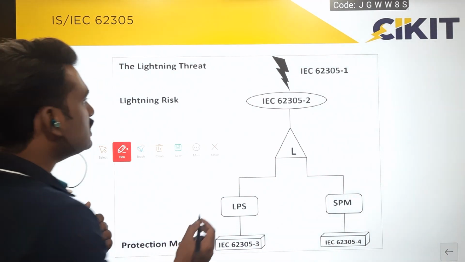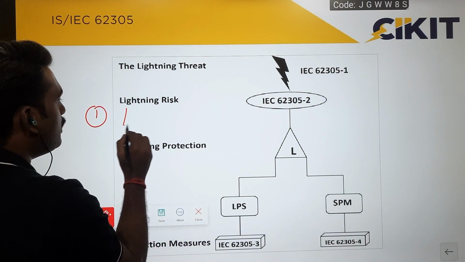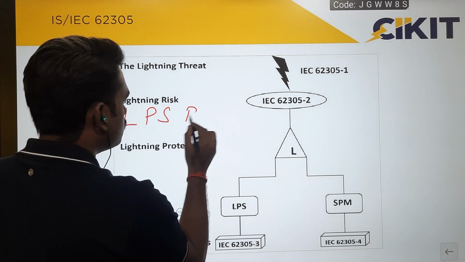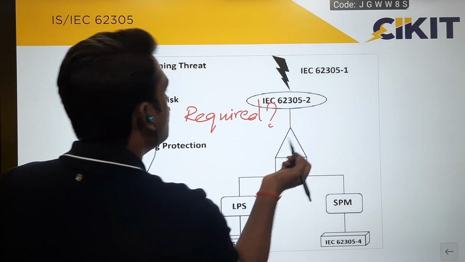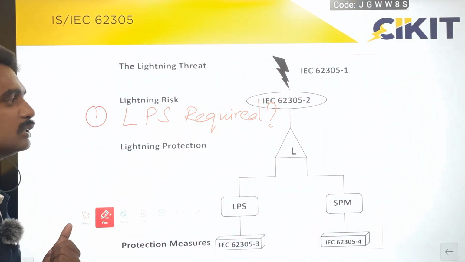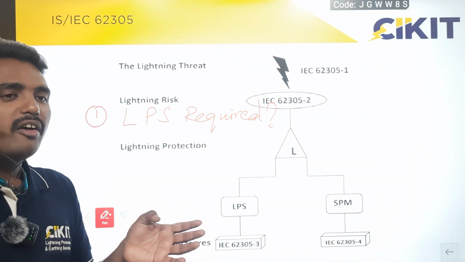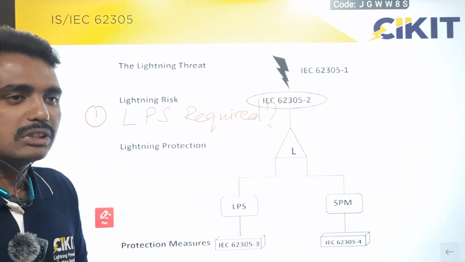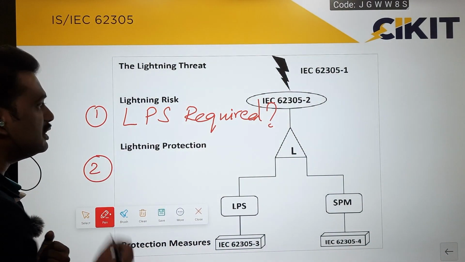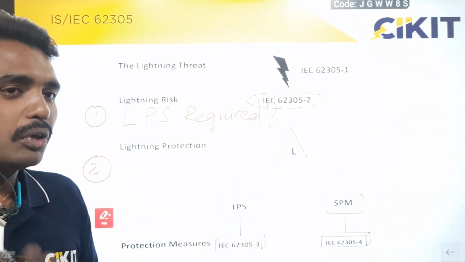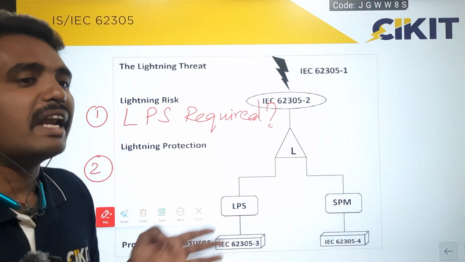The risk assessment provides two outputs. The first output is whether an LPS is required or not. Is lightning protection mandatory for all buildings? I cannot blindly say that all buildings should be provided with a lightning protection system. That is not the case. The first output of this risk assessment calculation is whether I need to go for a lightning protection system for all the buildings, or for a particular building, whether it is required or not.